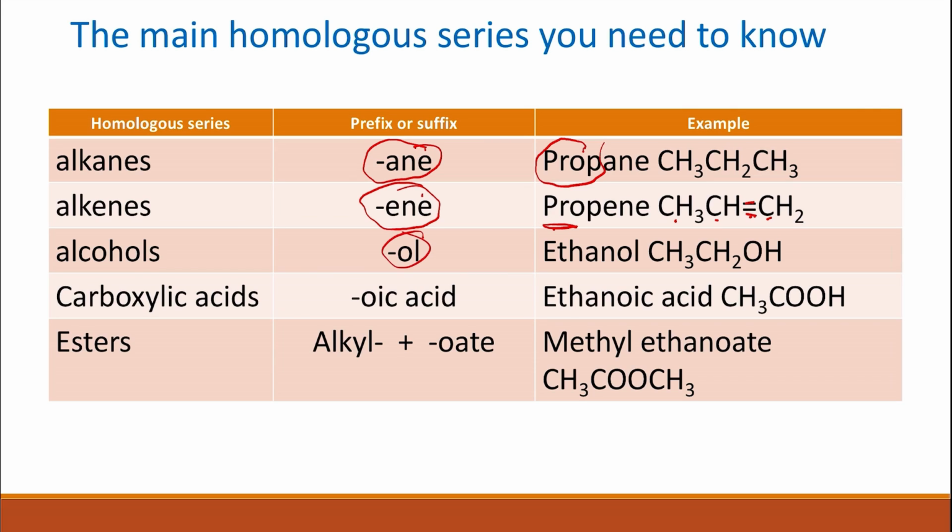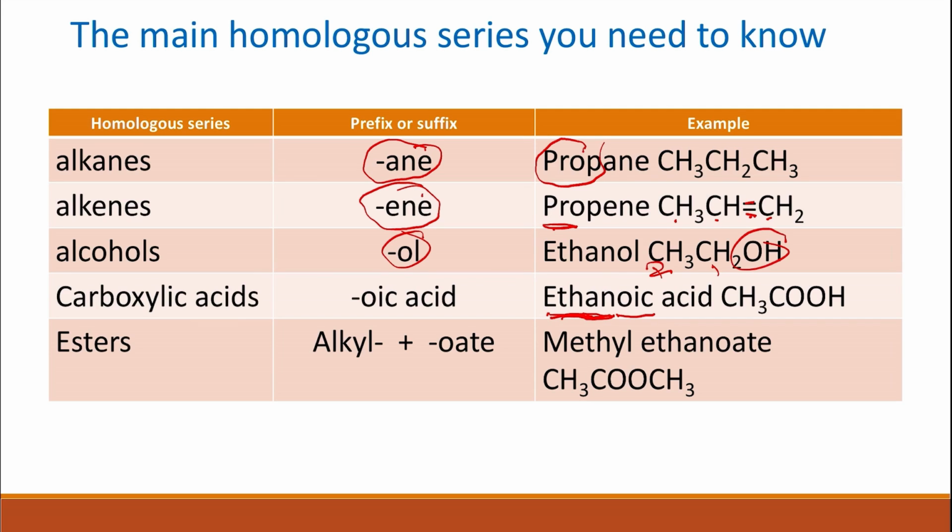For alcohols, we use ol at the end, so we remove the e from the alkane name and replace it with ol. So we have something like ethanol. Ethanol is an alcohol with two carbon atoms, 1 and 2, and then it has an OH, so it's called ethanol. For carboxylic acids, we remove the e from the alkane name and replace it with oic acid. So if we have two carbon atoms, then it's going to be called ethanoic acid, ethane coming from ethane, and then oic acid.